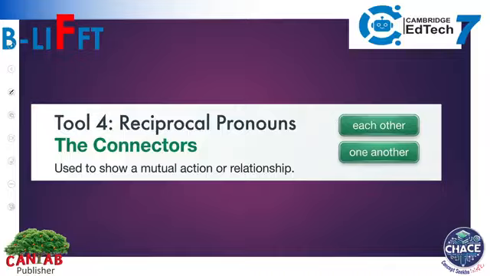Then we have fourth type, which is reciprocal pronoun. There are two reciprocal pronouns, each other and one another. Each other is used when the action is referring between two persons or two things. And we use one another when there are more than two persons or things. It is used to show a mutual action or relationship.